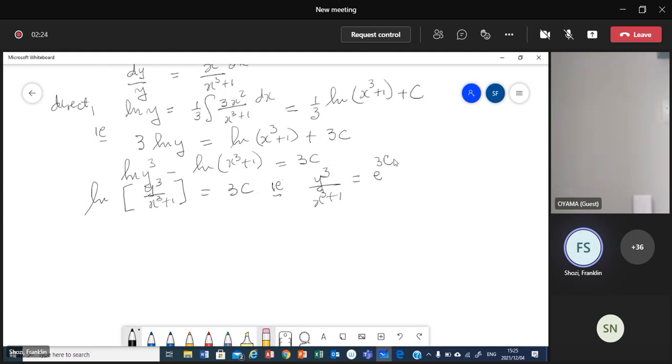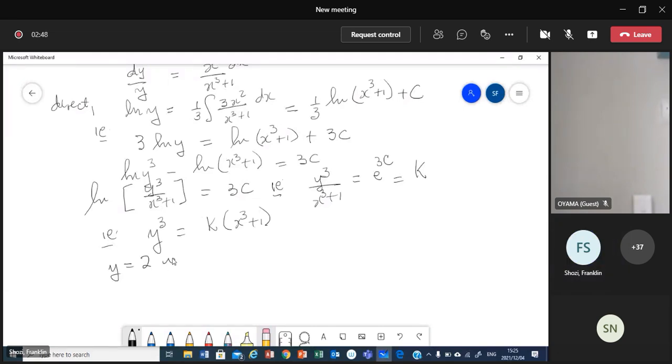e to the power 3c is a constant. I call it k. That implies that I can make any subject of the formula. y cubed is k into x cubed. But what are we given?